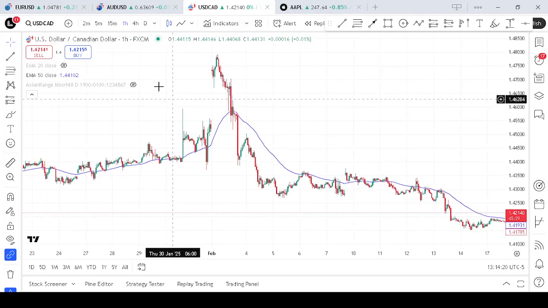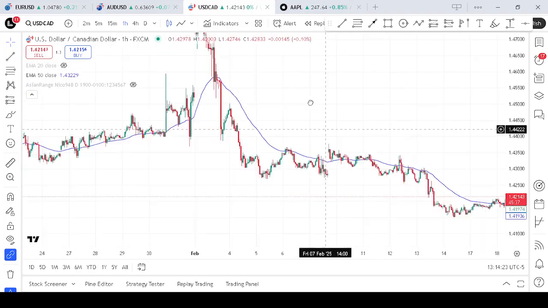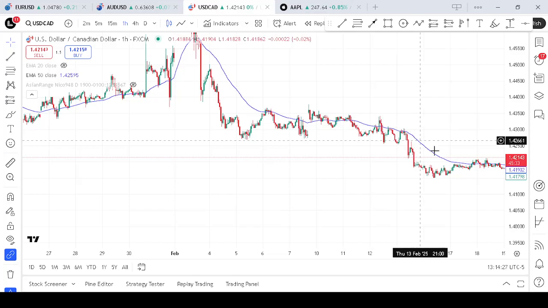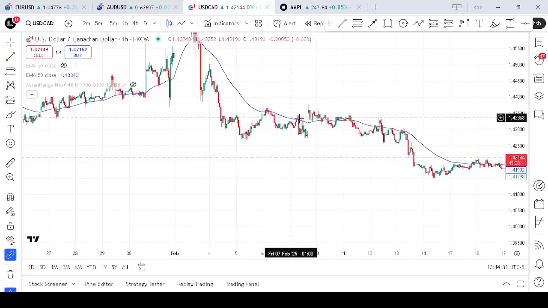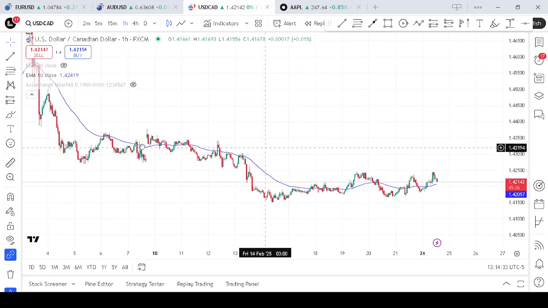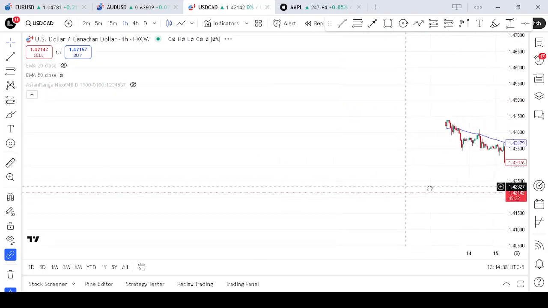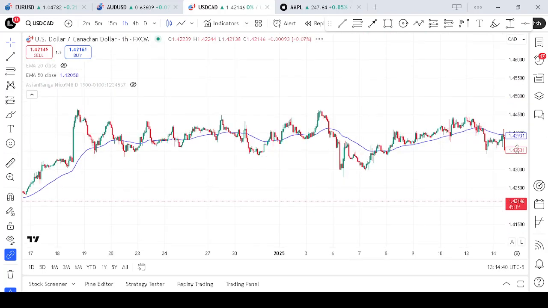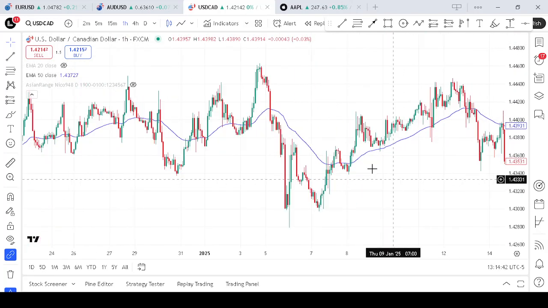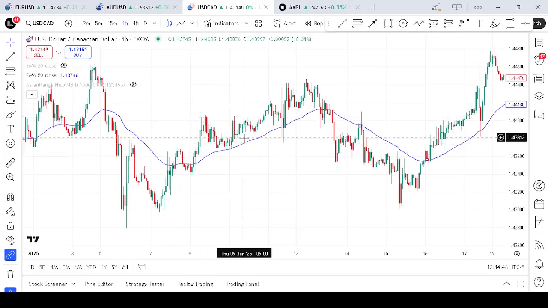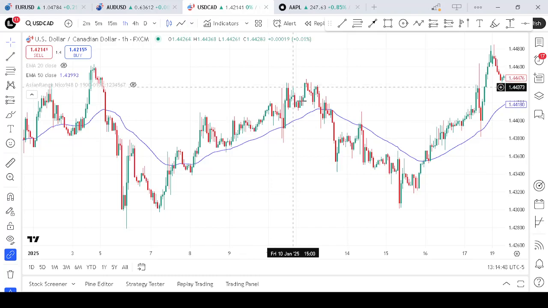As we can see, when price is trading below the 20 EMA indicator, we can see that on the 1 hour time frame, price is bearish. Then let's look for a bullish scenario. You can see at this area, when price was trading above, it means that price was moving in an uptrend, as the case may be.